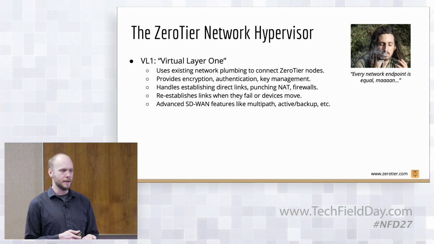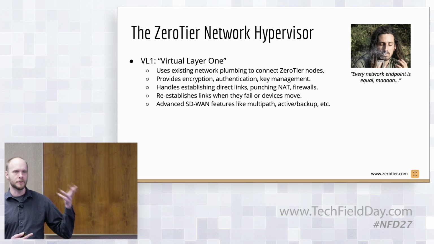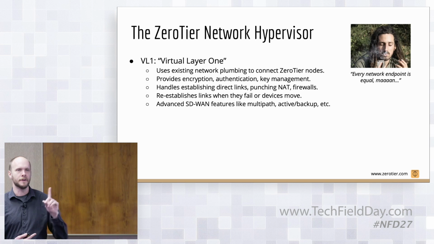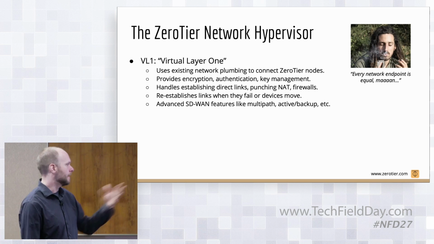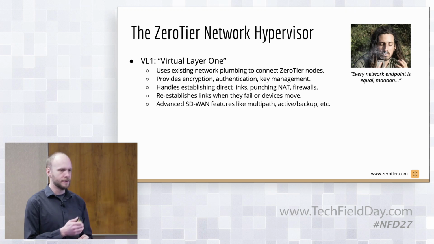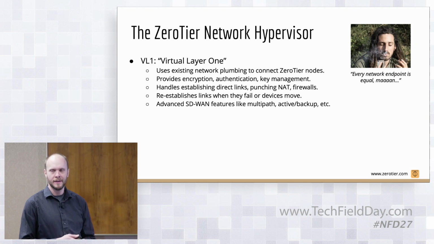We actually have a multipath engine that allows you to do load balancing across multiple WAN links, or you can do active passive failover. So if you have ZeroTier in a box, like a router or something like that, you could have an LTE modem as failover, and then if the main WAN link dies, it fails over to the secondary. All that actually has to be configured, but it's not that hard.